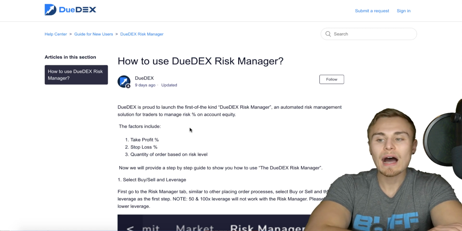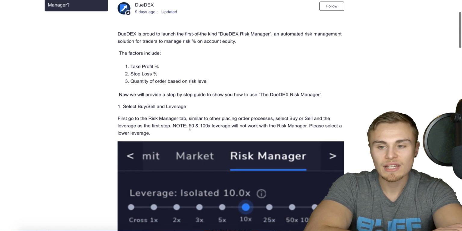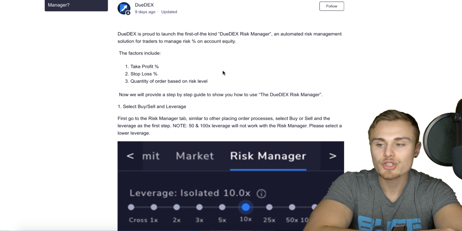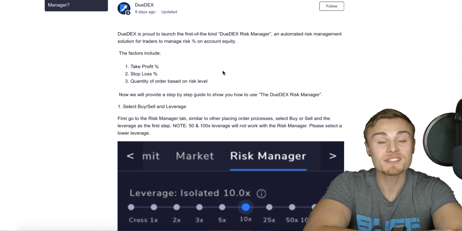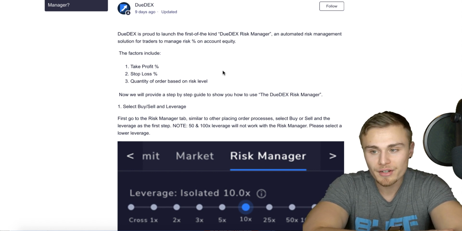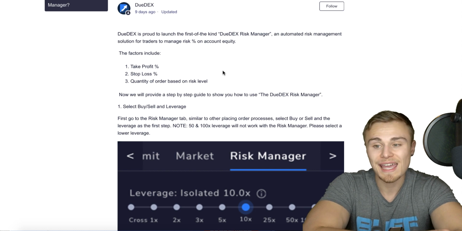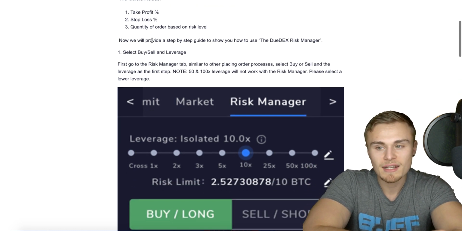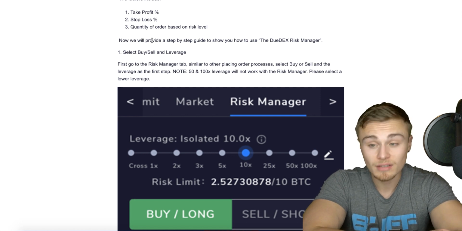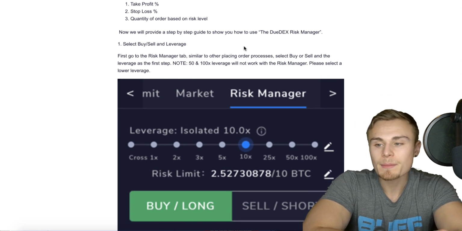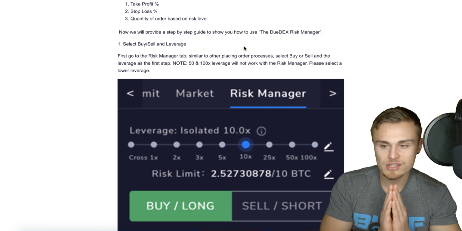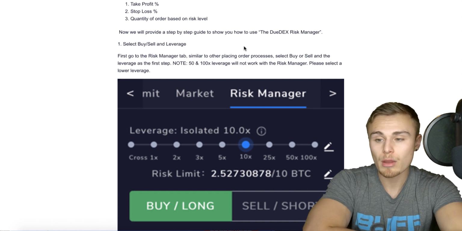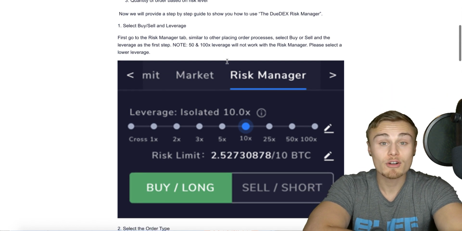You can see how to use DueDex Risk Manager. "DueDex is proud to launch the first of a kind DueDex Risk Manager, an automated risk management solution for traders to manage the risk percent on account equity. The factors include the take profit percent, stop loss percent, and quantity of order based on risk level. So now we will provide a step-by-step guide on how to use the DueDex Risk Manager." So I'm going to follow these steps, and hopefully we'll be able to figure it out by the end of it.